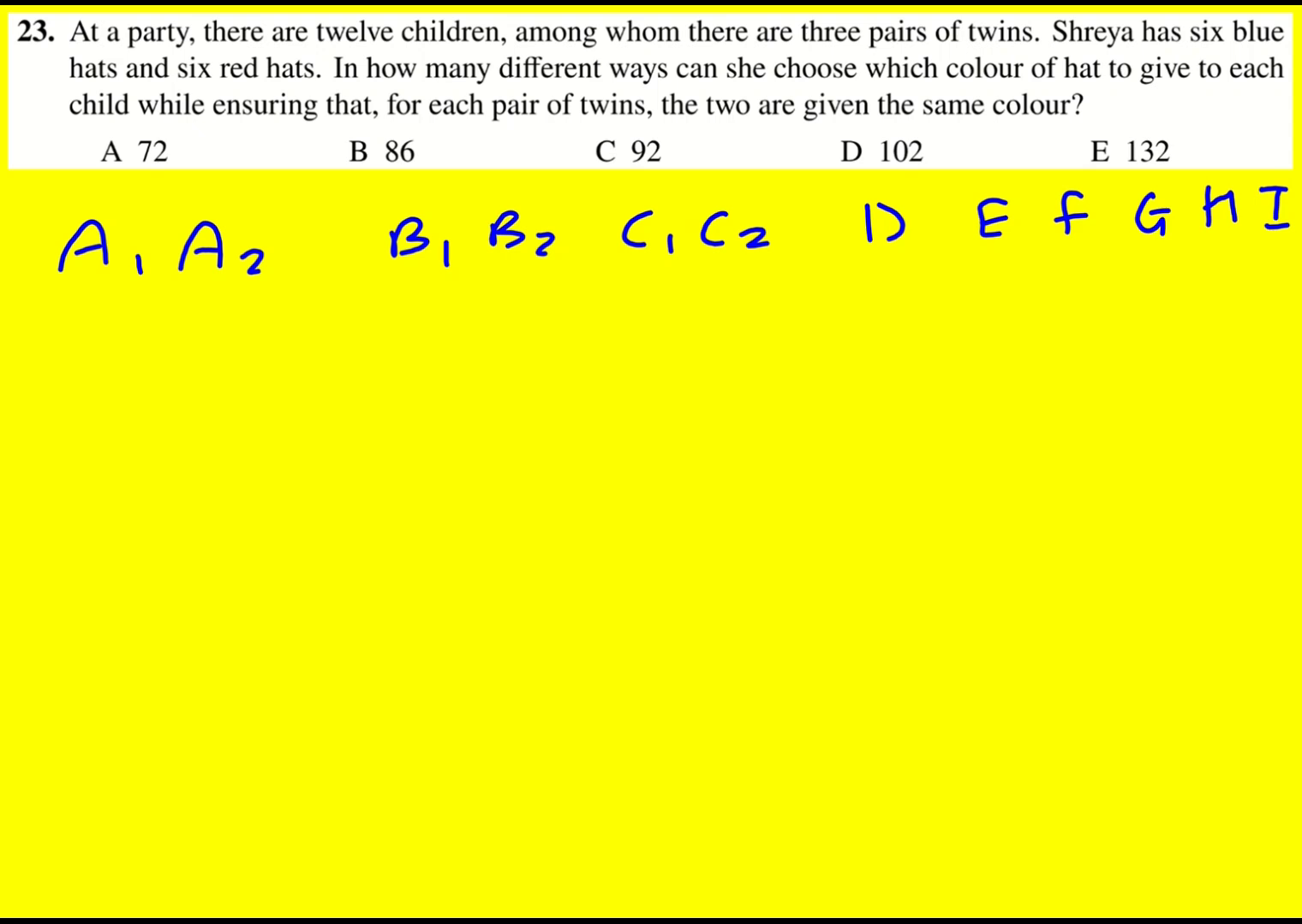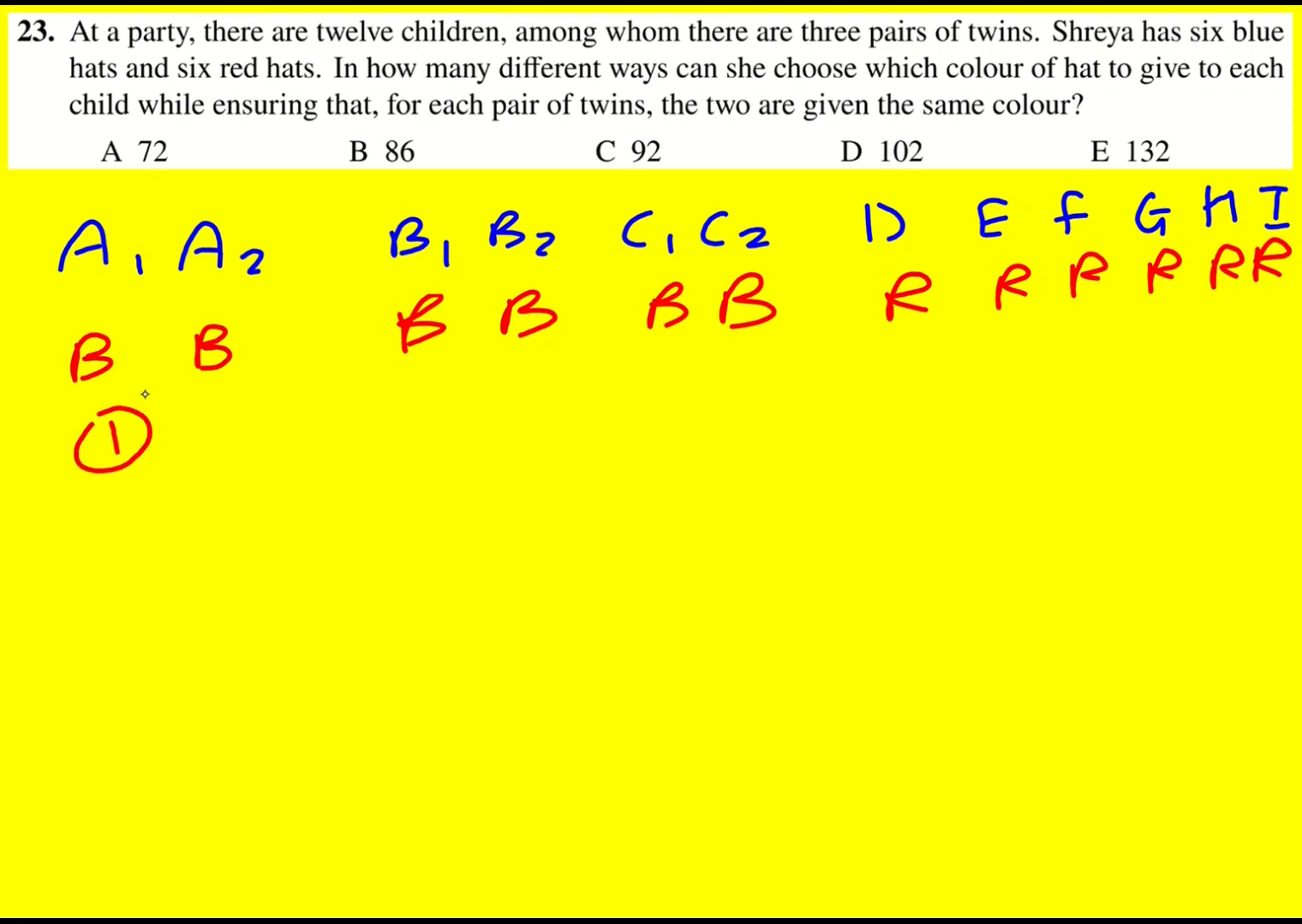6 blue hats and 6 red hats. So let's look at the situation where the twins all get blue hats. We can also do all red hats, but I'm just actually going to times by 2 at the end. Then actually there's no choice. All the others will have to have red hats. So there's one way that I could do this. I don't need to then look at all the red hats because I'm going to get another way. Like I said, I'm going to double it at the end.